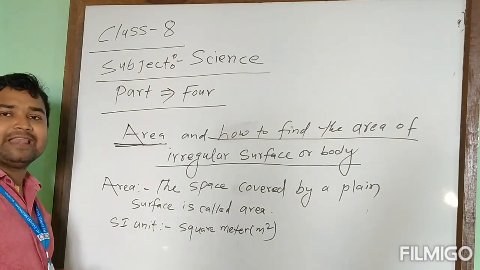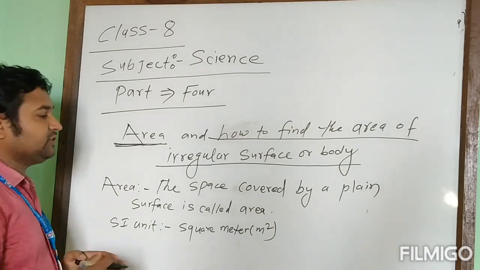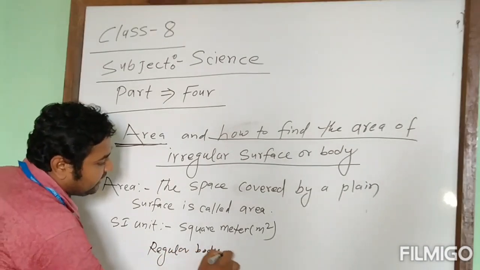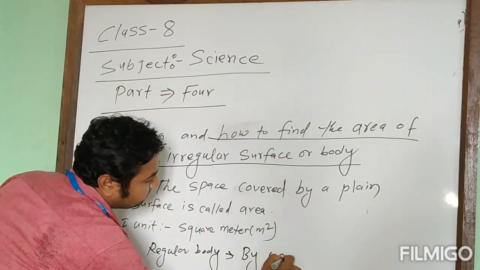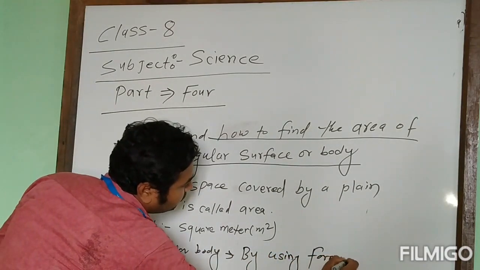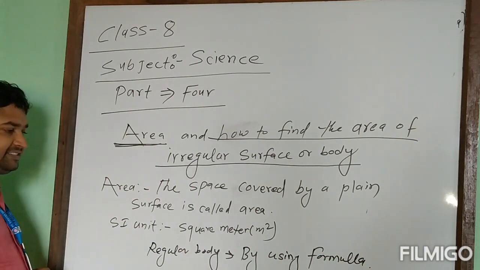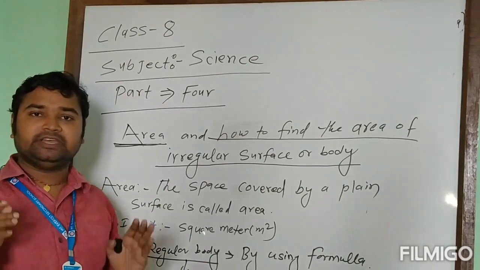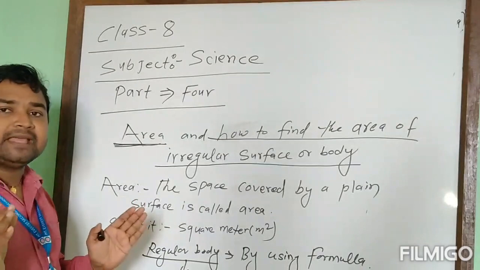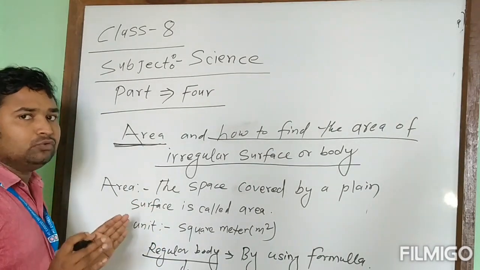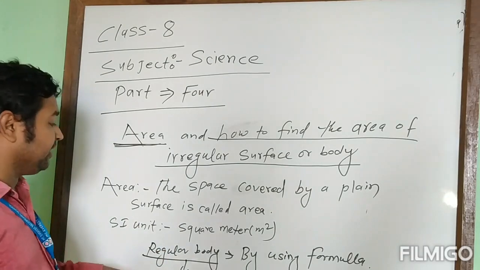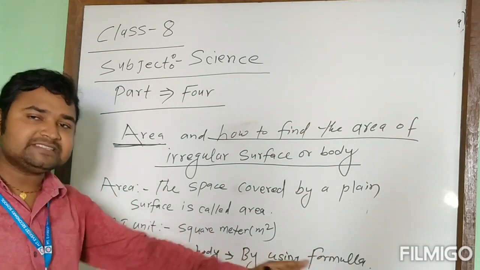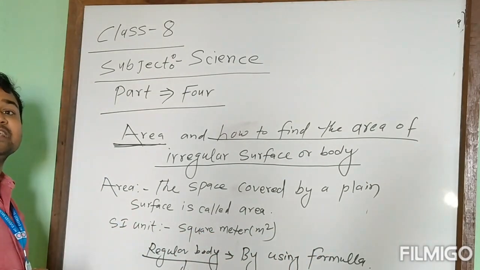We can calculate the area of a regular body by using a formula. What is a regular body? A body which has length, breadth and height, which means it has a geometrical shape. We can find the area of a regular body by using different formulas. But how can we find it for an irregular body?